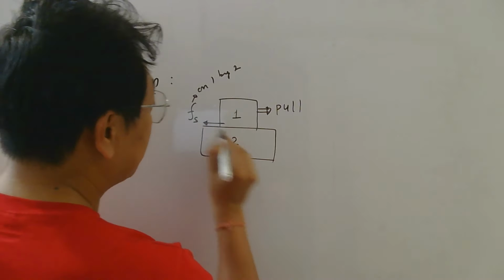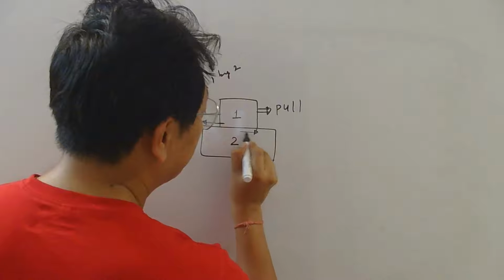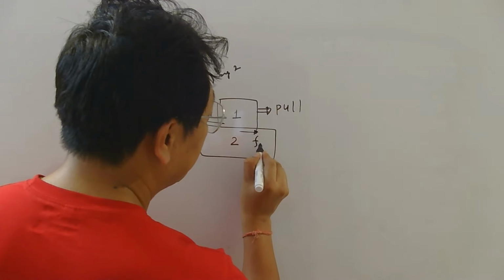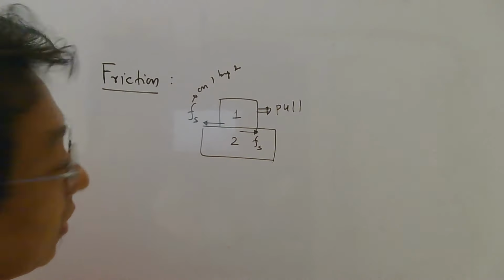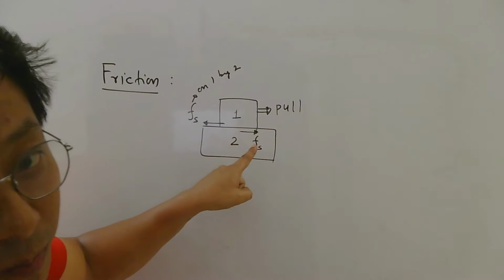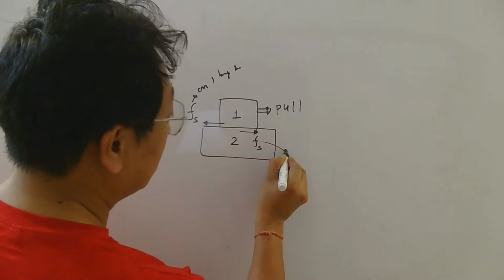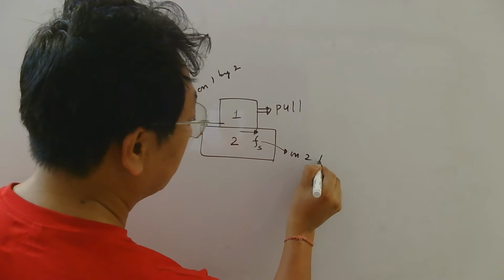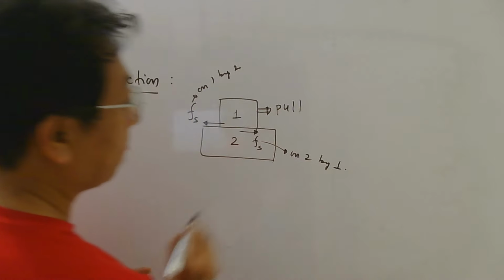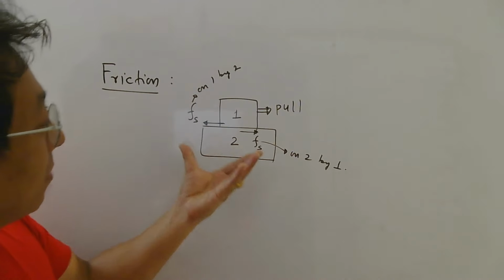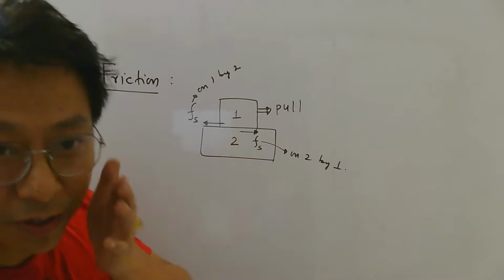Reaction of that friction will act on 2, isn't it? Because for every action there should be an equal and opposite reaction. So this is on 2 by 1. Clear? So try to remember how to find direction of friction.